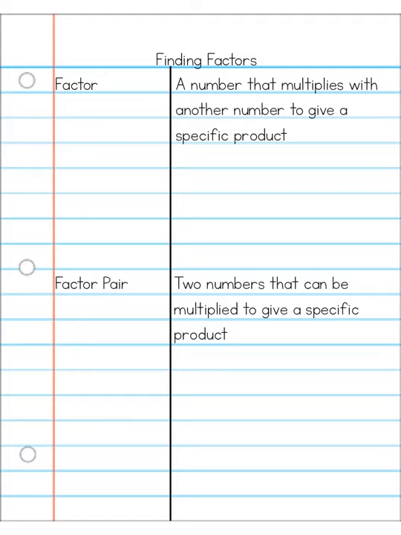So when we multiply, we'll have factor times another factor equals a product. So if I have 2 times 3 equals 6, 2 and 3 are both factors, and 6 is the product. And 2 and 3 are both factors of 6 because you can multiply 2 by 3 and 3 by 2 to achieve a product of 6. So we say that 2 and 3 are factors of 6.